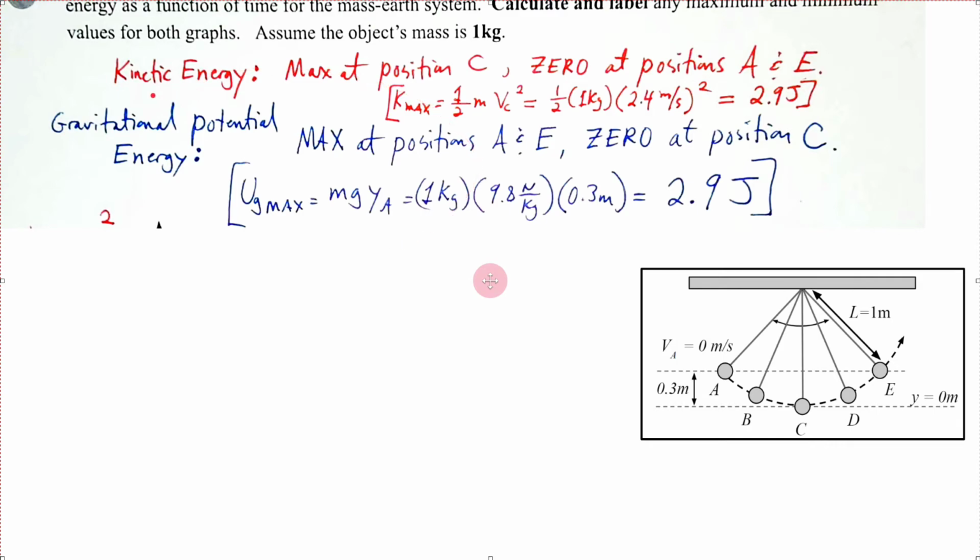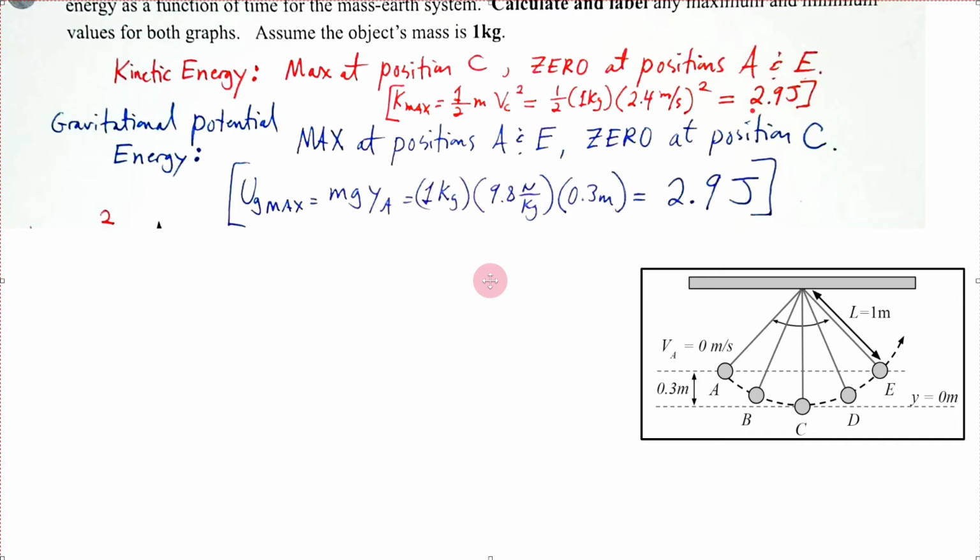So, kinetic energy will be maximum when it's moving the fastest at position C, and when it's at position A and E, it's going to have 0 kinetic energy because it's not moving. So what's the maximum kinetic energy value? Well, let's use our equation, 1/2 mv squared. So 1/2 times the mass of 1 kilogram times the maximum speed of 2.4 meters per second squared gives us a maximum kinetic energy that the system has stored of 2.9 joules.